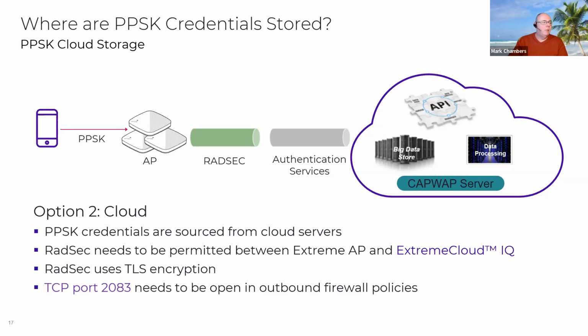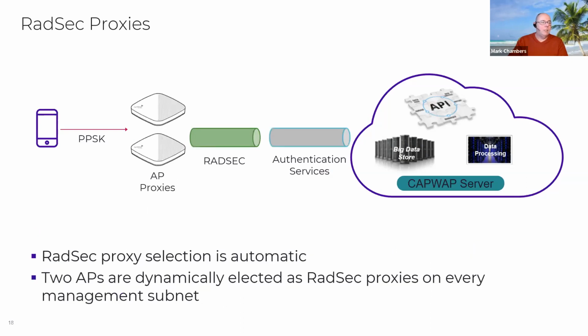Now, obviously, if you have hundreds of access points in your network, you don't necessarily want all of them trying to get out to the cloud to authenticate end users. Plus, every time a user roams, the next access point has to know about that as well. So we have a system called RADSEC proxies. The system elects two RADSEC proxies on the network, which are basically two access points that act as the RADSEC proxy. Those then service requests from all the other access points, so they know where the RADSEC proxies are.